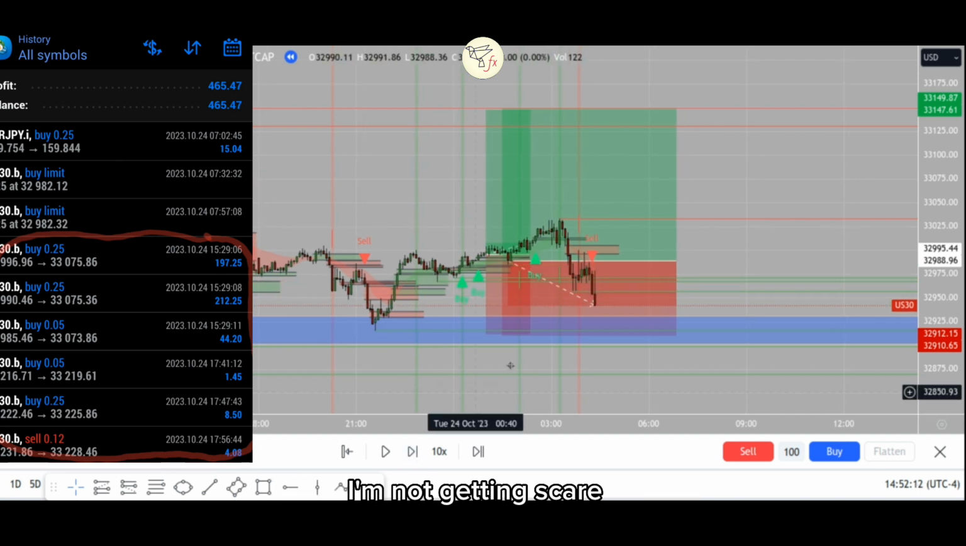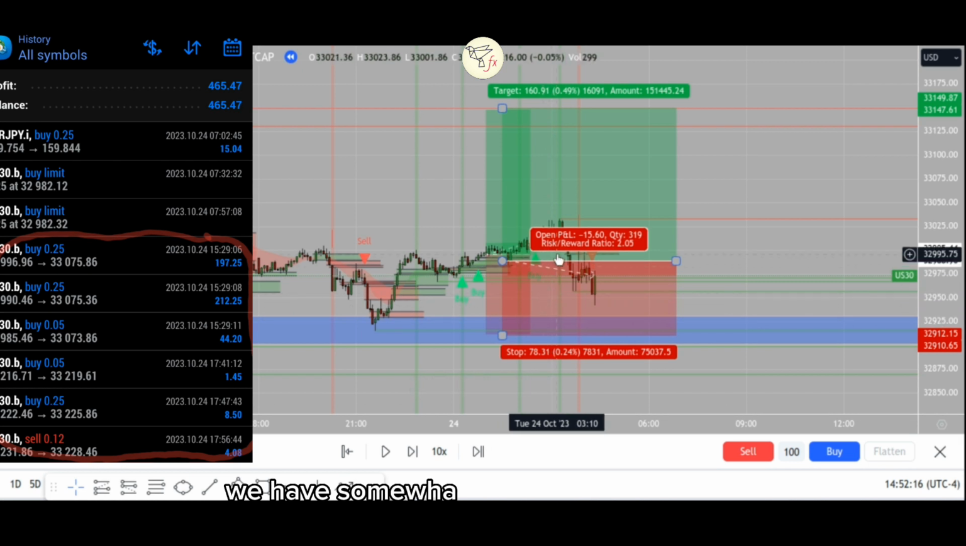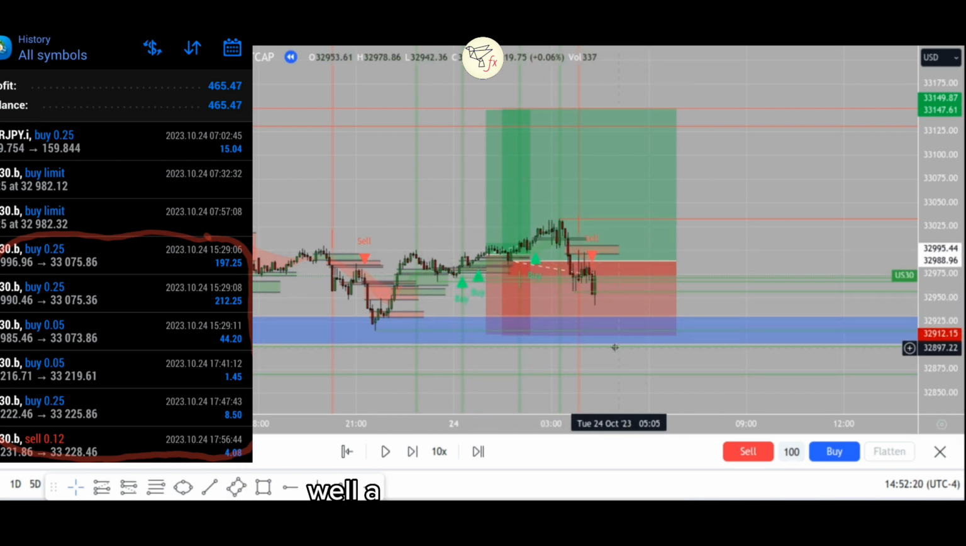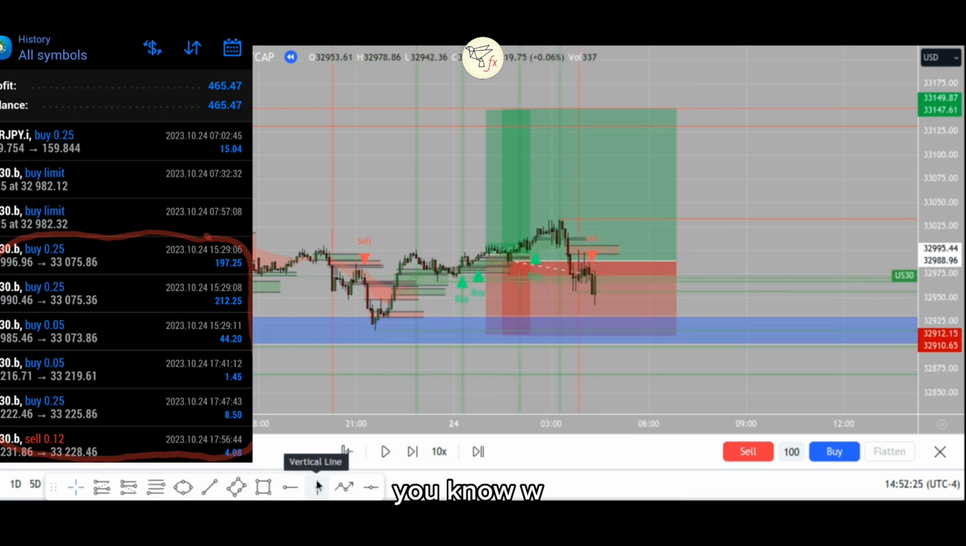Then all we do is continue to go. I'm not getting scared. You would think, oh well, you have a new bias, right? We have somewhat of a breaker structure taking out these lows. You would think, all right, well, are you going to take this? No, I'm not going to take that short. You know why? Because on the higher time frame, you would have seen that the market is still pretty bullish, right?